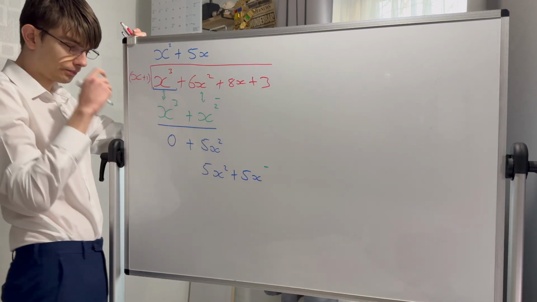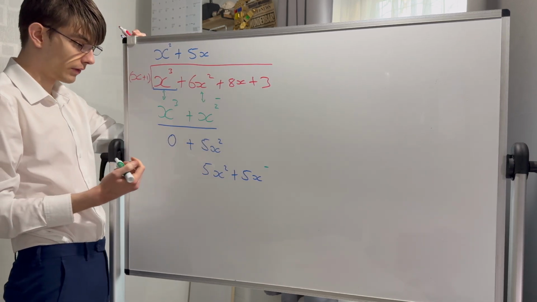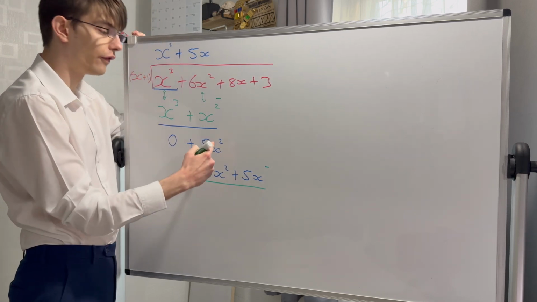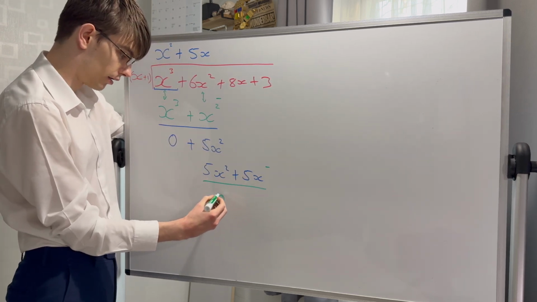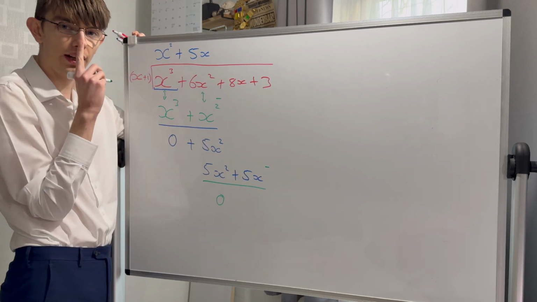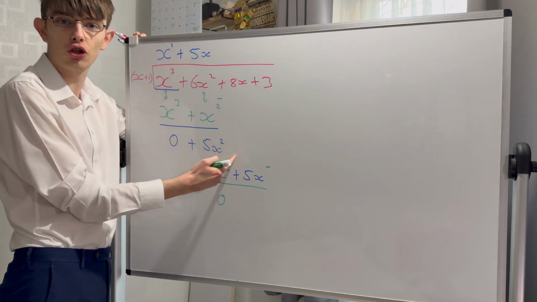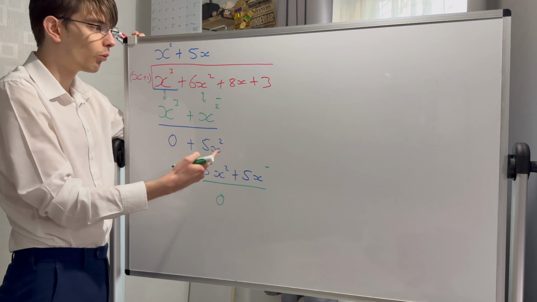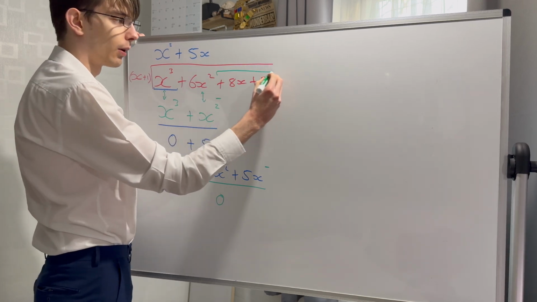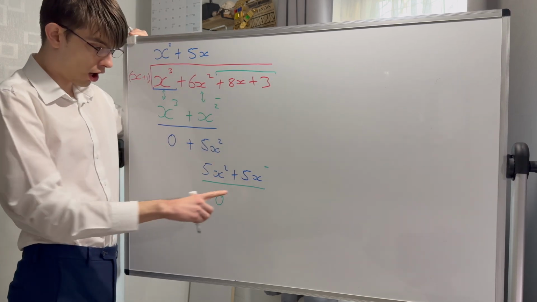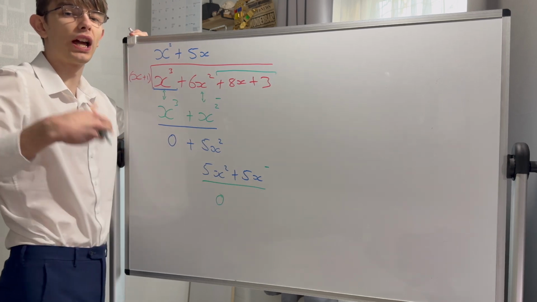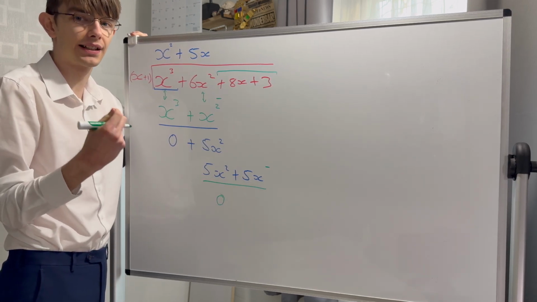Now, something we want to note is that first of all, we've got 5x squared minus 5x squared, which is 0 again. But then what happens to this 5x? Because there's nothing actually above it, right? Well, this is where the rest of my equation comes in. I have a 5x here, so I would like to minus something with an x.